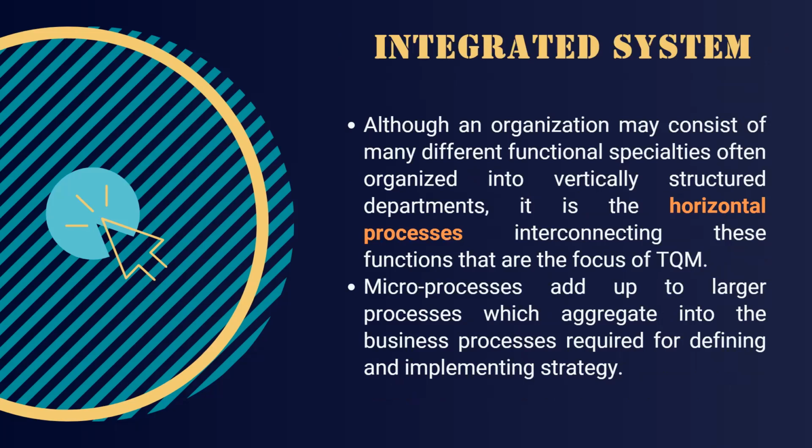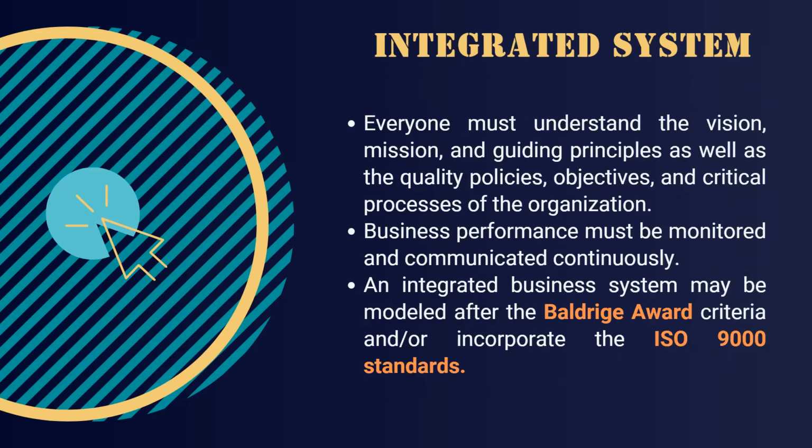Integrated system. Although an organization may consist of many different functional specialties, often organized into vertically structured departments, it is the horizontal processes interconnecting these functions that are the focus of TQM. Microprocesses add up to larger processes which aggregate into the business processes required for defining and implementing strategy. Everyone must understand the vision, mission, and guiding principles, as well as the quality, policies, objectives, and critical processes of the organization. Business performance must be monitored and communicated continuously.